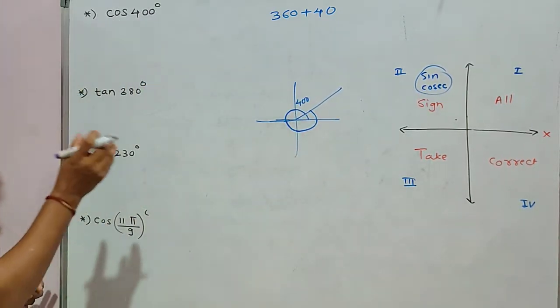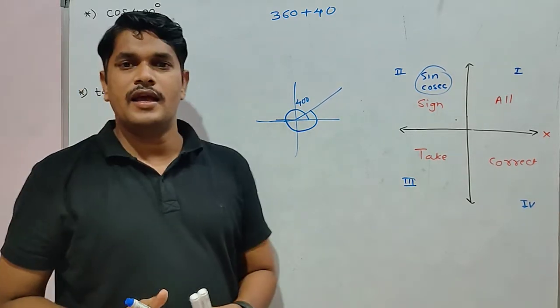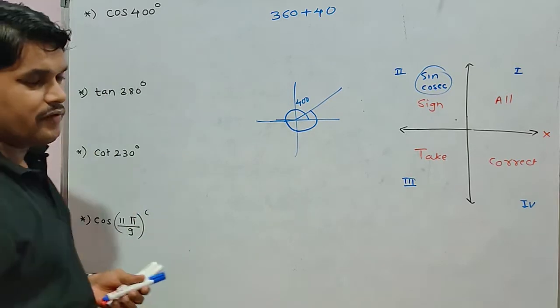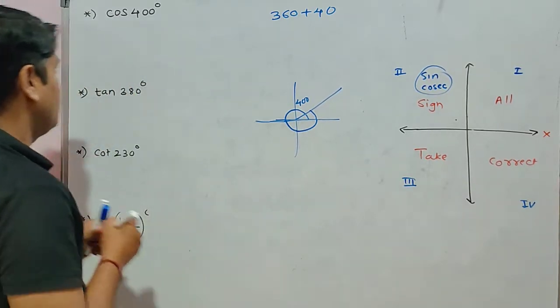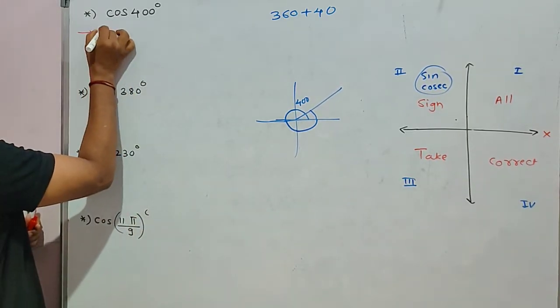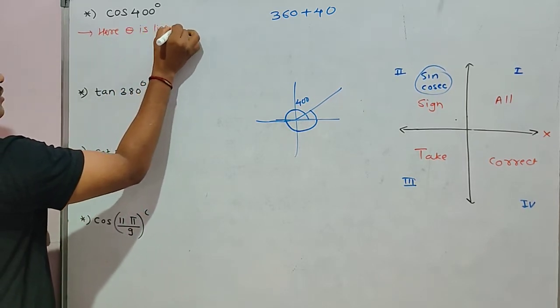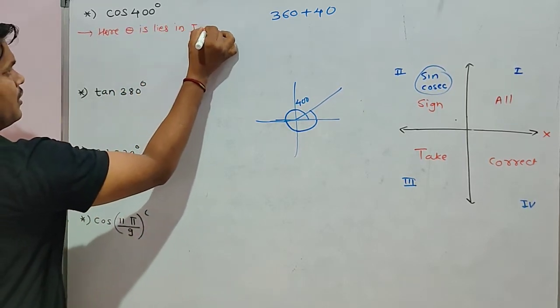Understood? So this angle lies in which quadrant? That angle lies in our first quadrant. In the first quadrant all trigonometric functions are positive. So here we can say theta lies in the first quadrant.